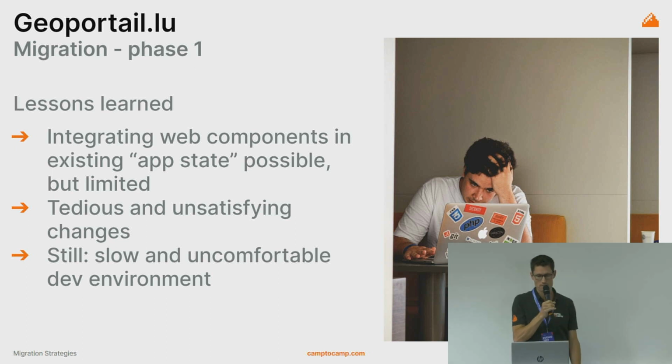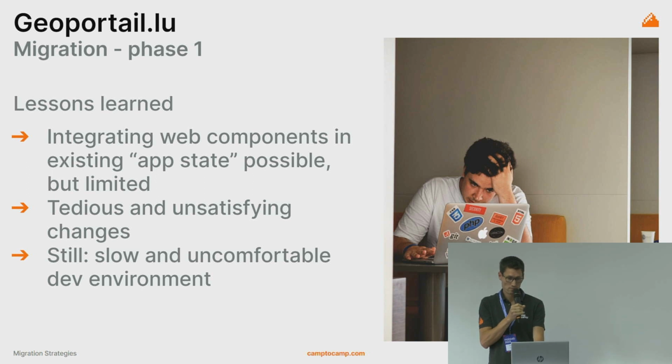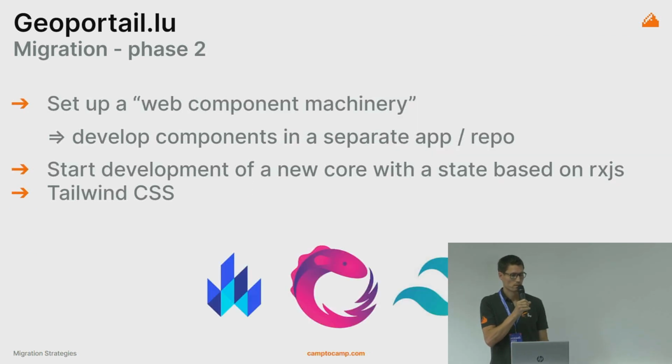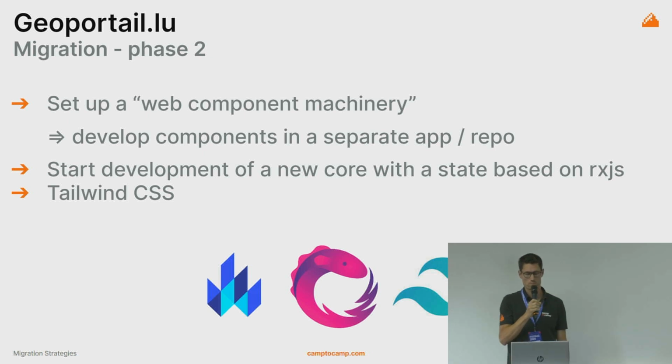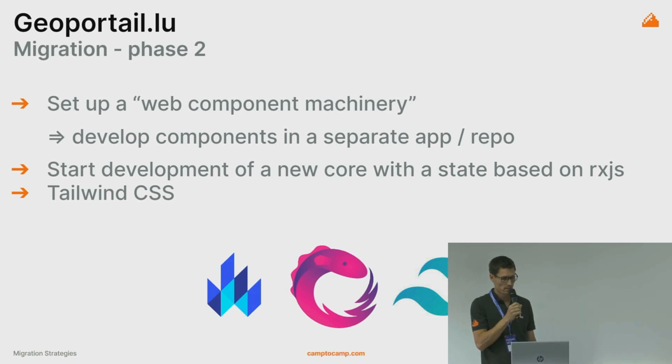So we sat back and reflected on how we could become more efficient as developers. And we came up with what I call the second phase, what I call the web component machinery, which is nothing else than a separate repository to create the new components, like a new application, with the idea to later integrate them piece by piece into the legacy application. At the same time, we started to develop a new core based on RxJS, and we integrated Tailwind CSS into this new application.